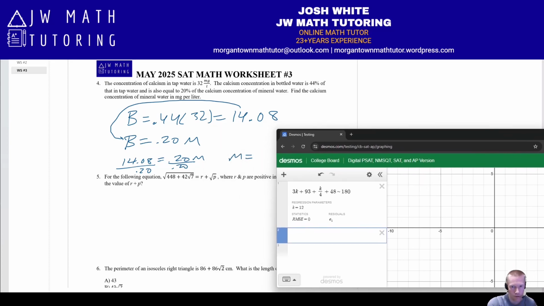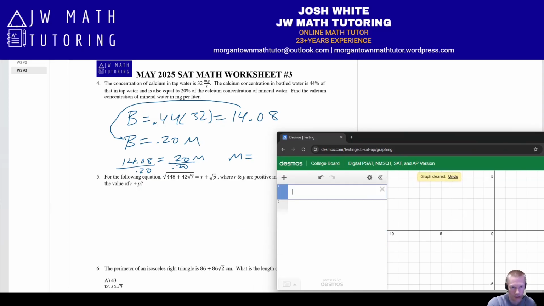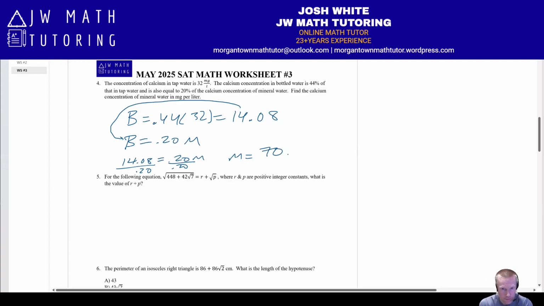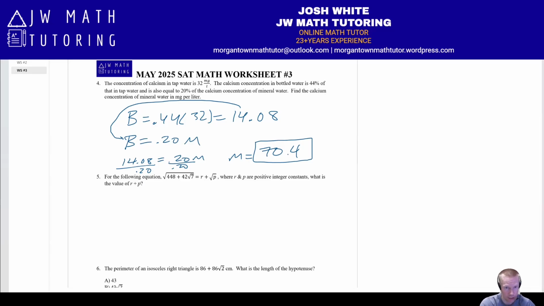All right, so let's just confirm that the initial calculation was correct. Yep, 14.08. And now we just need to take that and divide it by 0.2. And it comes out to 70.4. So that's the correct answer. Calcium concentration of mineral water is 70.4 milligrams per liter.